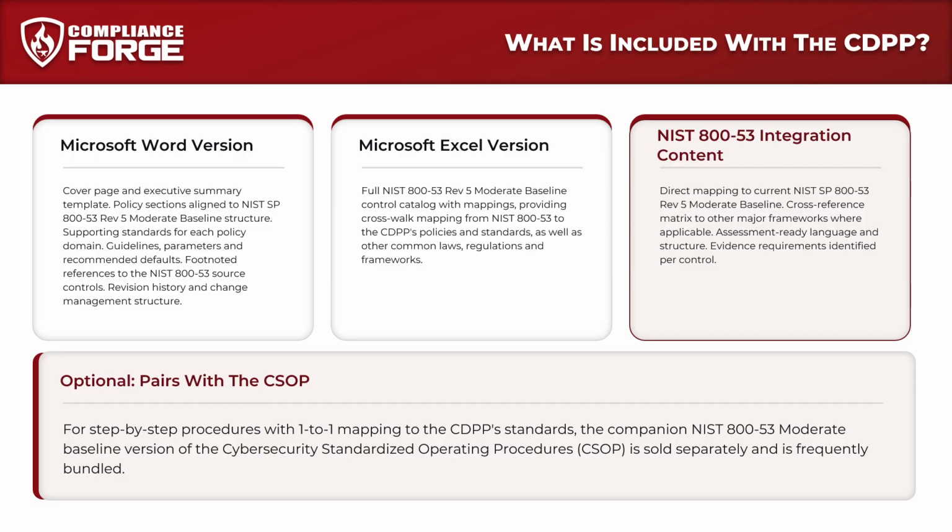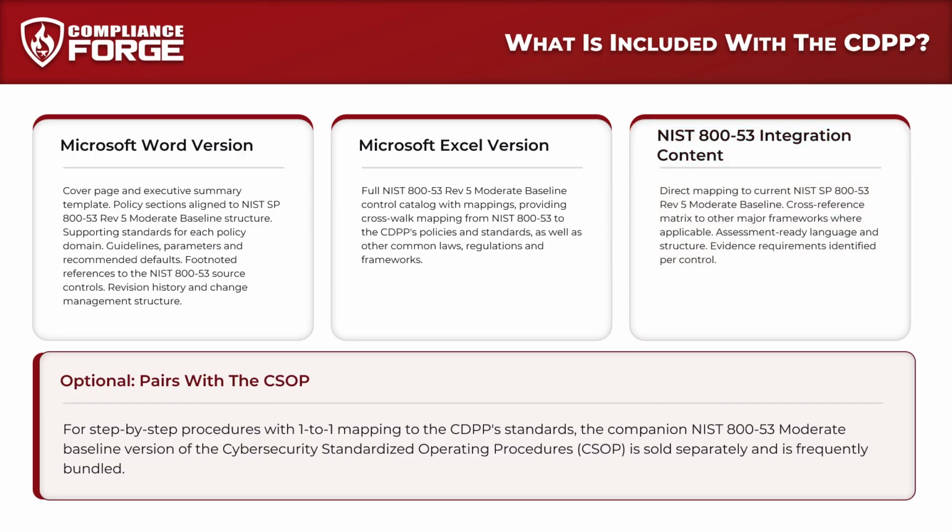NIST 853 integration content: direct mapping to the current Revision 5, moderate baseline, a cross-reference matrix to other major frameworks, assessment-ready language and structure, and evidence requirements identified per control. And optionally, it pairs with the NIST 853 moderate baseline version of the CSOP for step-by-step procedures that map one-to-one to the CDPP's standards. The companion cybersecurity standardized operating procedures is sold separately and is frequently bundled.